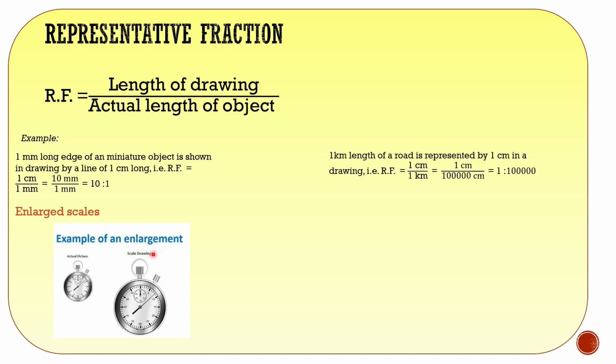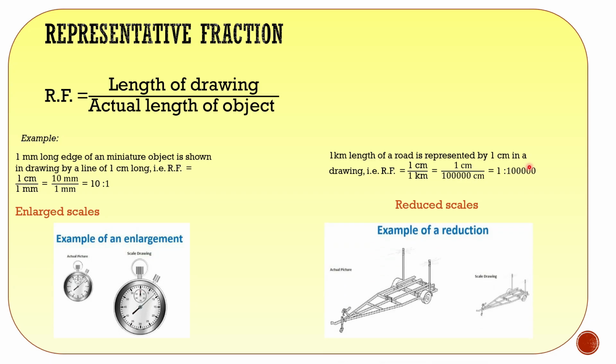Okay, and let us see 1 kilometer length. Next example, 1 kilometer length of road is represented by 1 centimeter in a drawing. Then RF will be 1 centimeter divided by 1 kilometer, and for the unit conversion, 1 kilometer is equal to 1 followed by the count of zeros. Then we have the ratio of 1 is to this much. That is called a reduced scale. Reduced scales have so many applications, not only an automobile chassis, but also the globe is very big, but when you go for a printout, you can print the map of the globe on one A4 sheet or A3 size. That is also called a reduced scale.